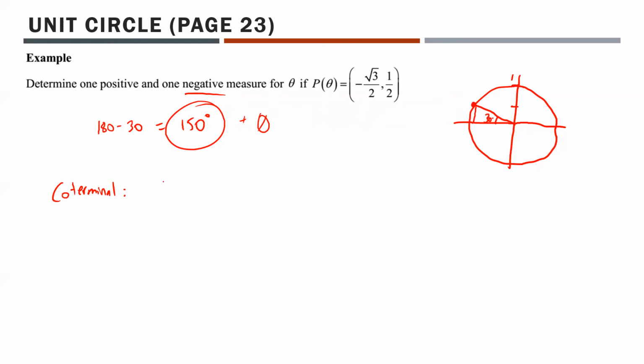So why don't we find a negative measure of theta by just taking 150 and subtracting 360 from it? If I threw this in a calculator really quick, because I don't really feel like doing mental math at the moment, that gives me my negative theta is negative 210 degrees. So there's a positive measure and a negative measure, right?